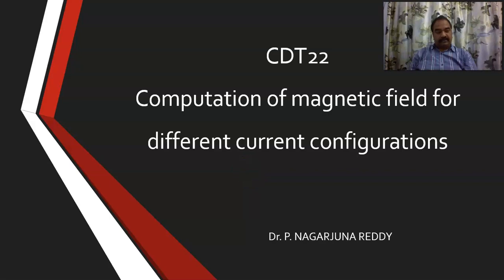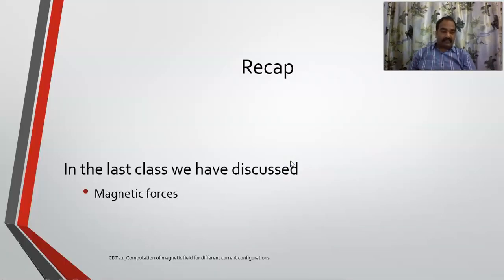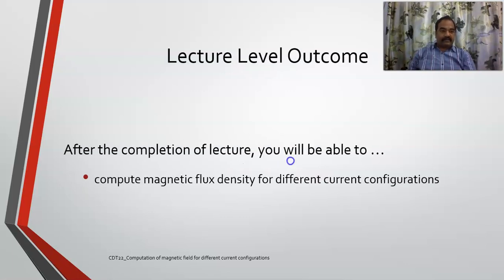Welcome back. Today's topic is computation of magnetic fields for different current configurations. In the last video lecture, we have seen about magnetic forces and also what Biot-Savart's law states. We have seen that Biot-Savart's law gives us the expression for computing magnetic flux density due to a current element. In this video lecture, we will see how to compute magnetic flux density for different current configurations.